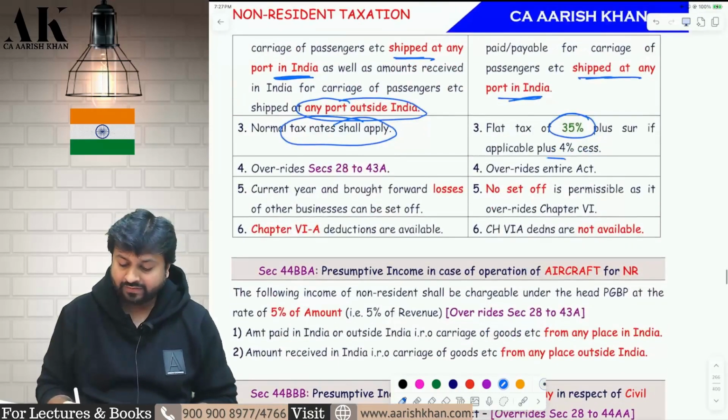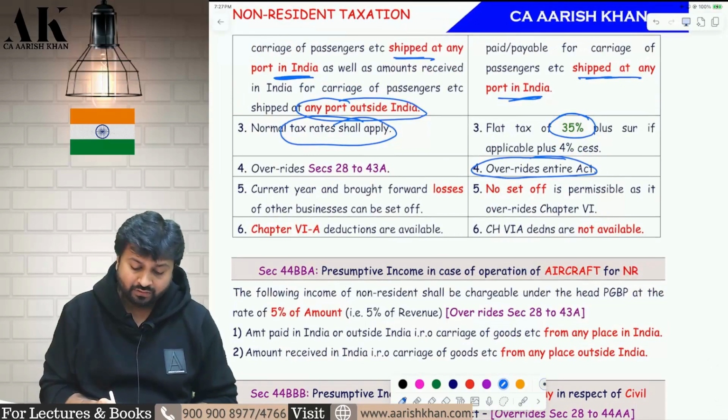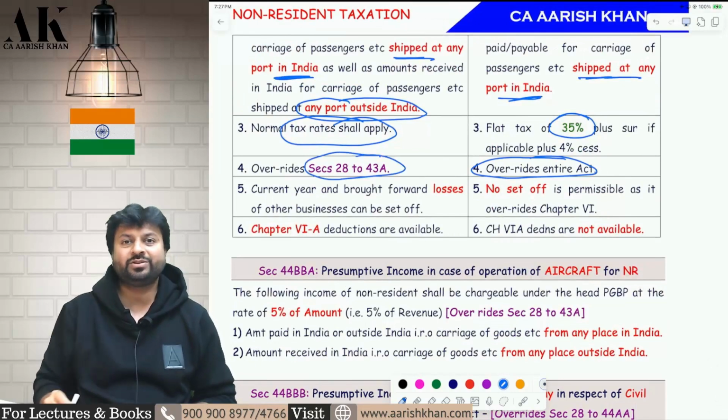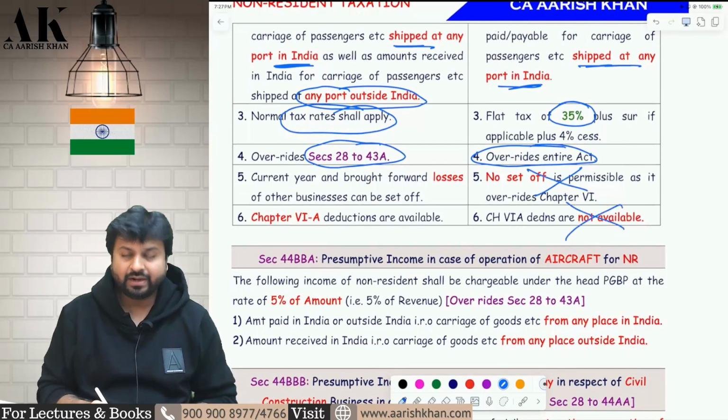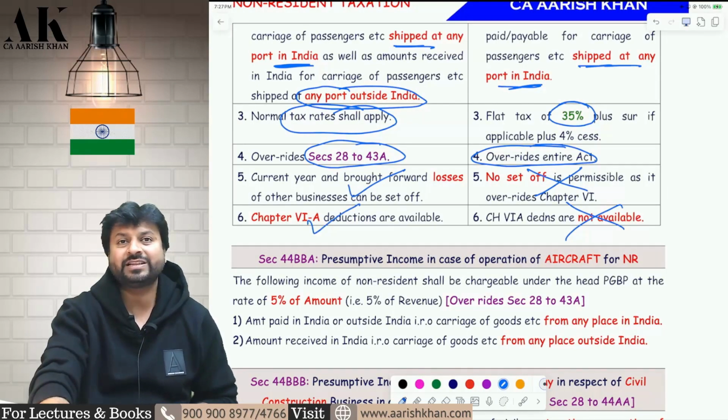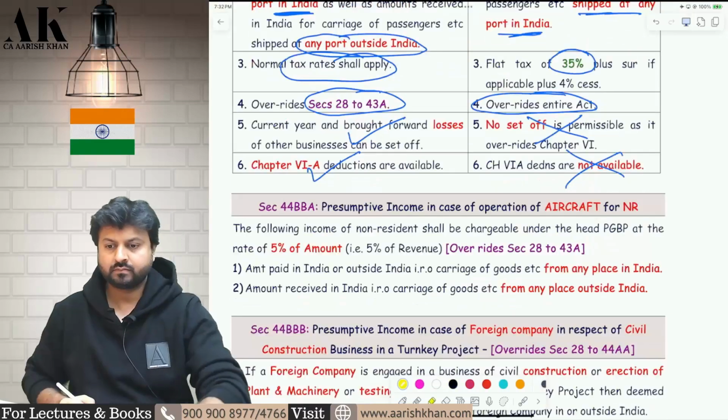172 overrides the entire income tax law. 44B only overrides section 28 to 43. Therefore in 172 you will not get any deduction, but in 44B you will claim deduction of brought forward losses and chapter 6A. I hope it is clear to all of you.